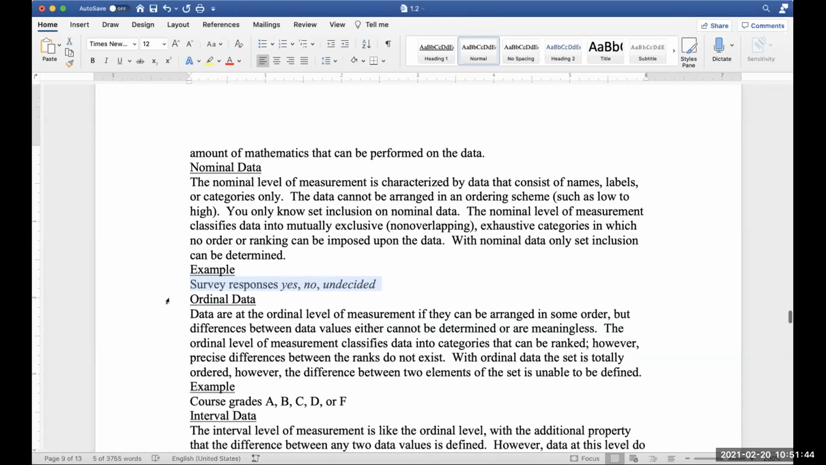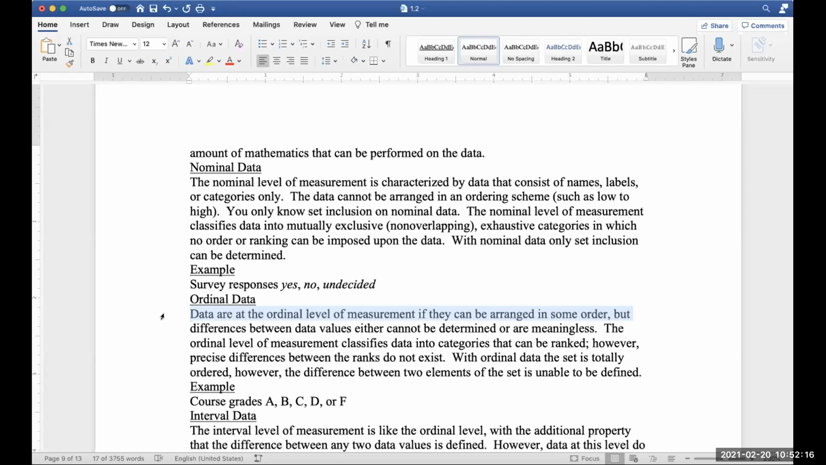Ordinal data. So ordinal data is where not only can you determine what category you're in, you can also tell if one is bigger than the other. So there's some way to order things. But you can't do any arithmetic with it. You can order things, but you don't have any sort of arithmetic that you can perform on these.